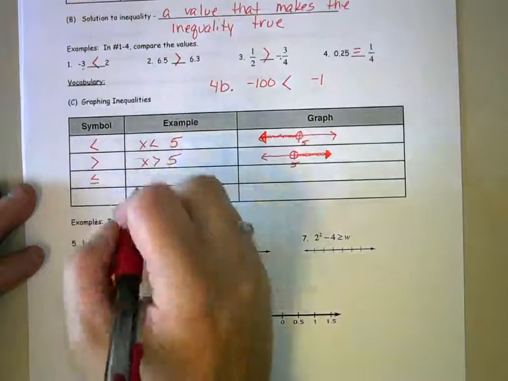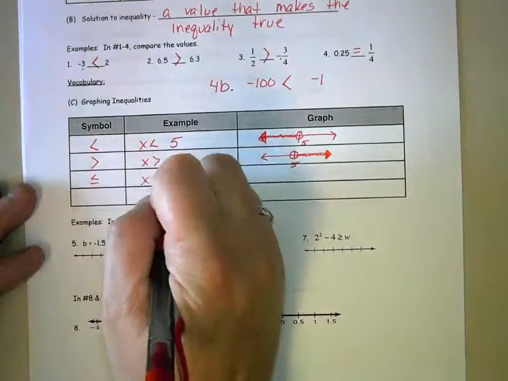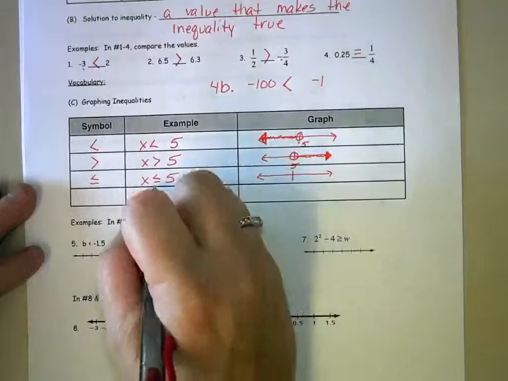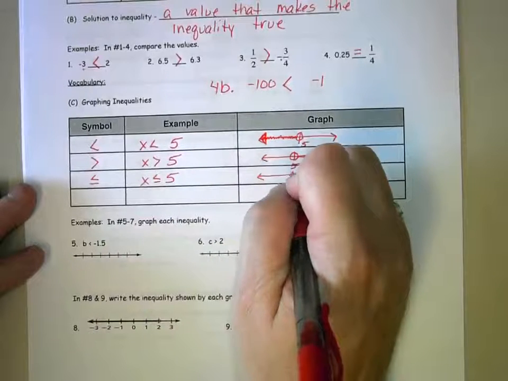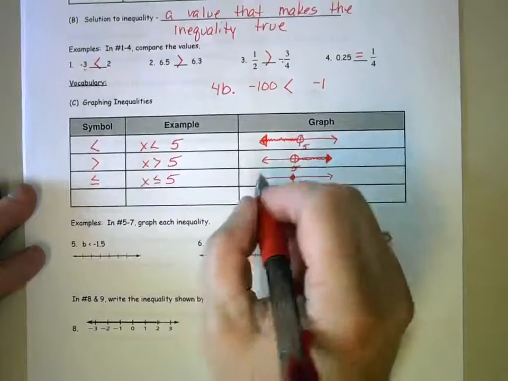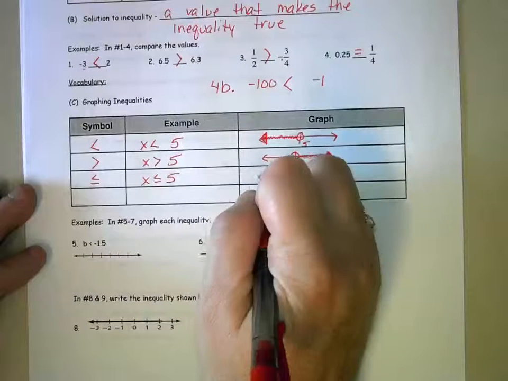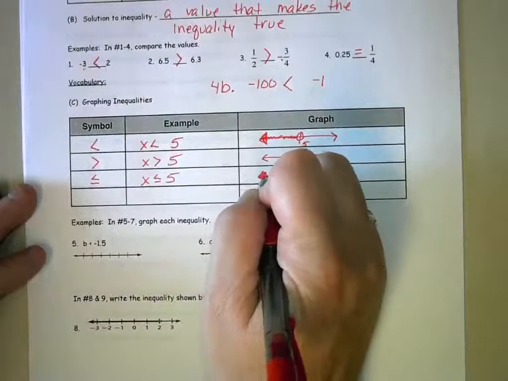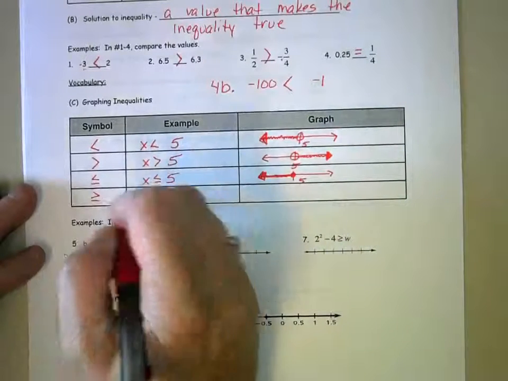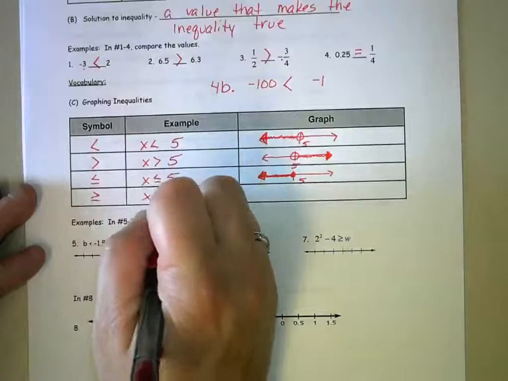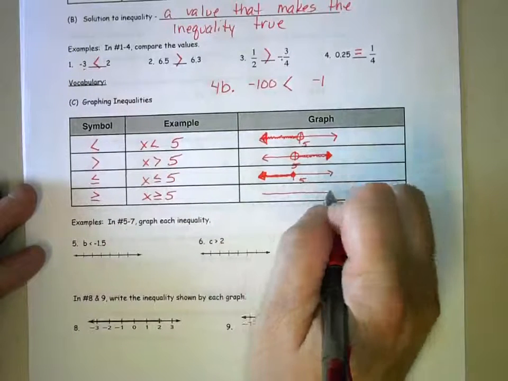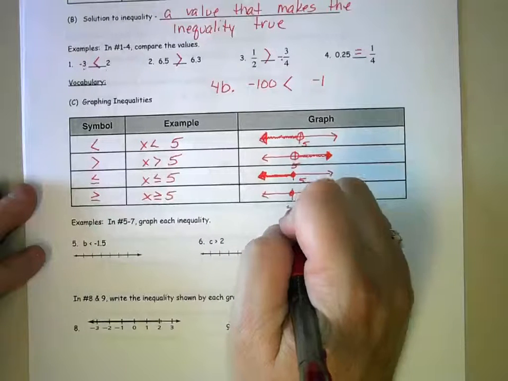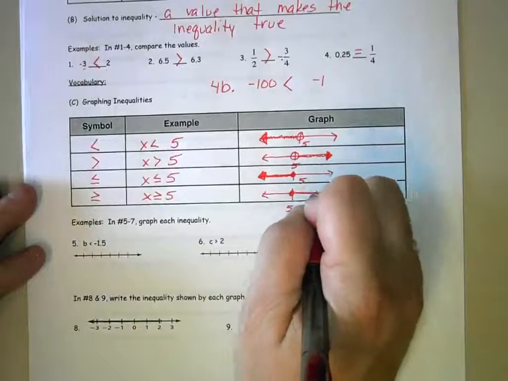Then we have less than or equal to. The only way this changes is, since you have the equal to sign, you need to have the solid circle. This says x is less than or equal to 5, so we're going to color in the smaller ones. And then the opposite way, x is greater than or equal to 5. You're going to have a closed circle on the 5 and everything to the right-hand side.